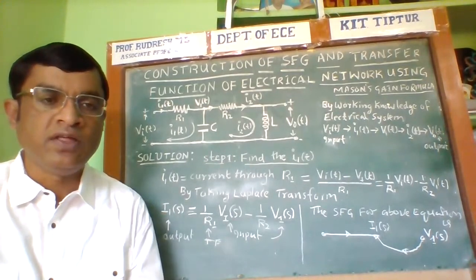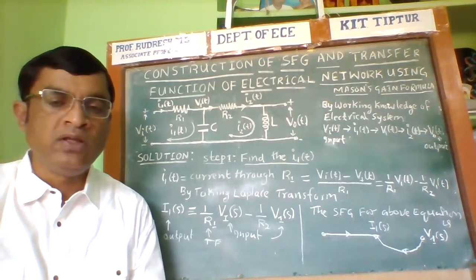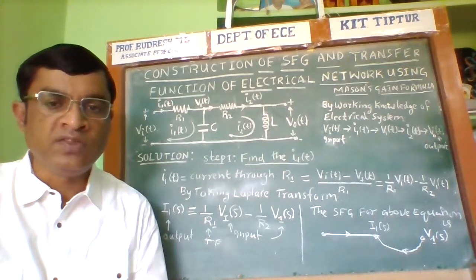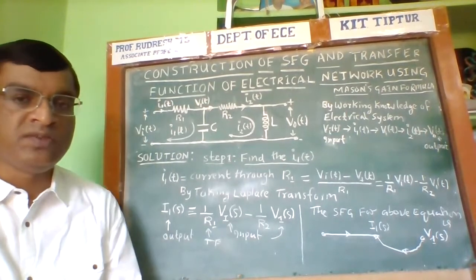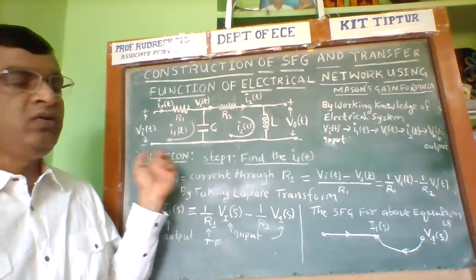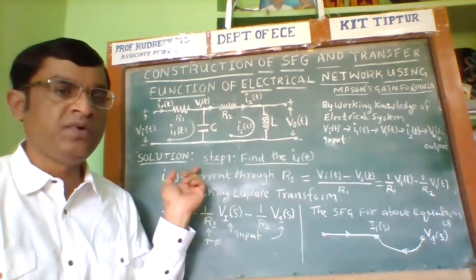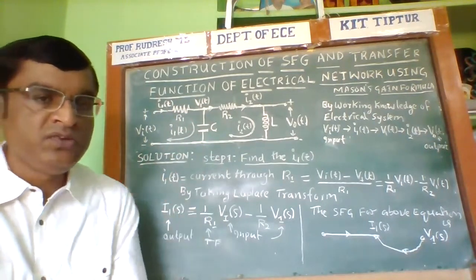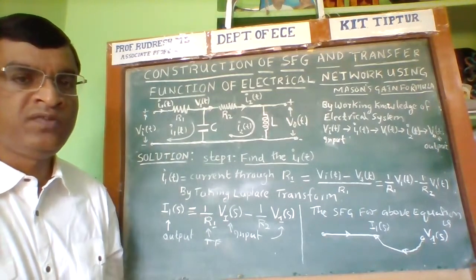Usually the constants of the equations denote the overall gain of the system, or the transmittance of the system. Before writing the signal flow graph for the given electrical network, understanding the working knowledge of the system is very important.